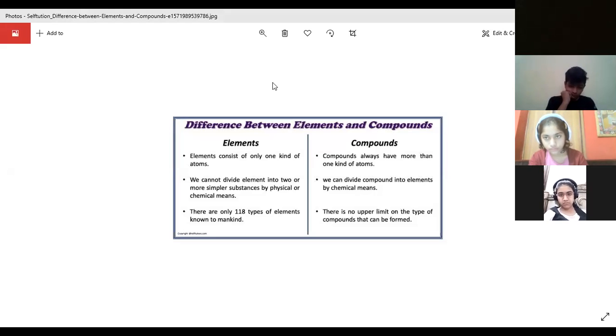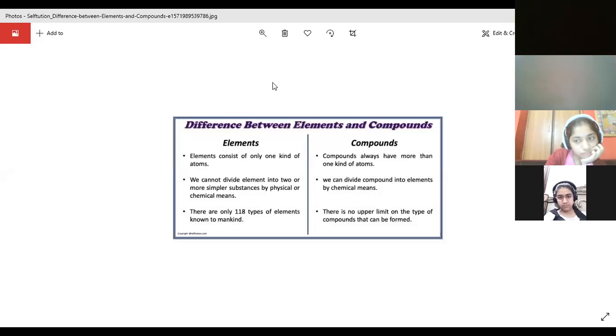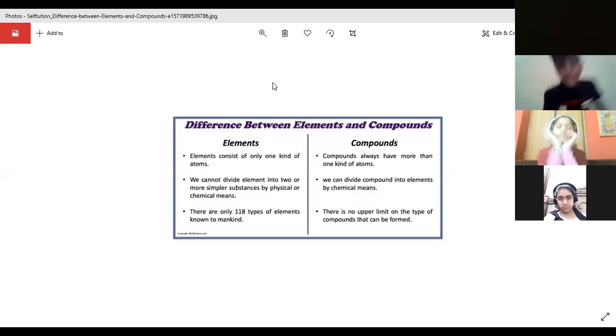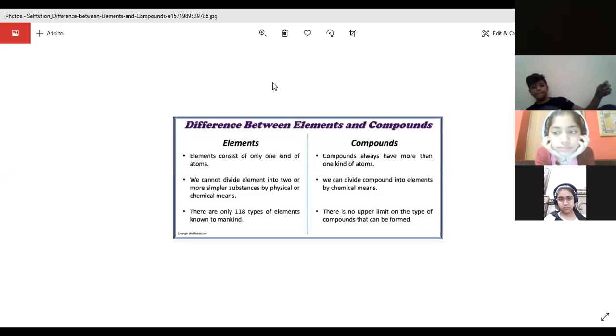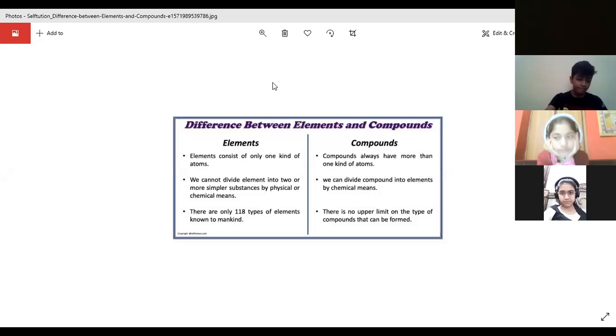Then, we cannot divide elements into two or more simpler substances by physical or chemical means, as we have just learned. बहुत अच्छे तरीके से दिमाग में बैठ चुकी है ये बात. But in compounds, we can divide a compound into elements by chemical reaction. Of course, whenever you put any chemical reaction on compounds, they will divide into elements. Why do you think it will divide into elements? Because two or more elements when combined are known as a compound. So similarly, अगर किसी केमिकल रिएक्शन से आप कंपाउंड को अलग करेंगे तो क्या निकलेगा? एलिमेंट ही निकलेगा ना, बिकॉज एलिमेंट से बना हुआ है. So of course you will get elements only.